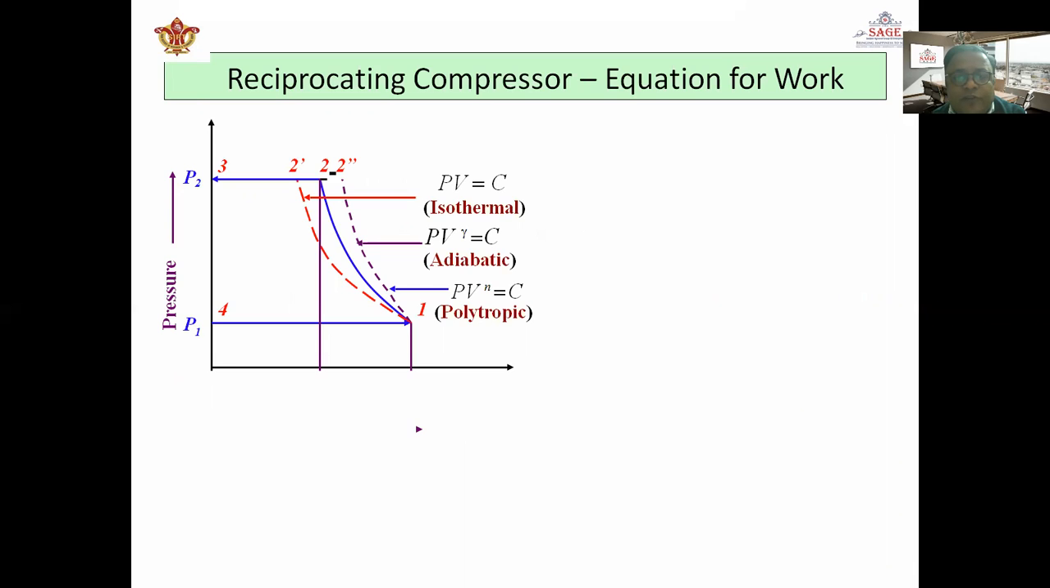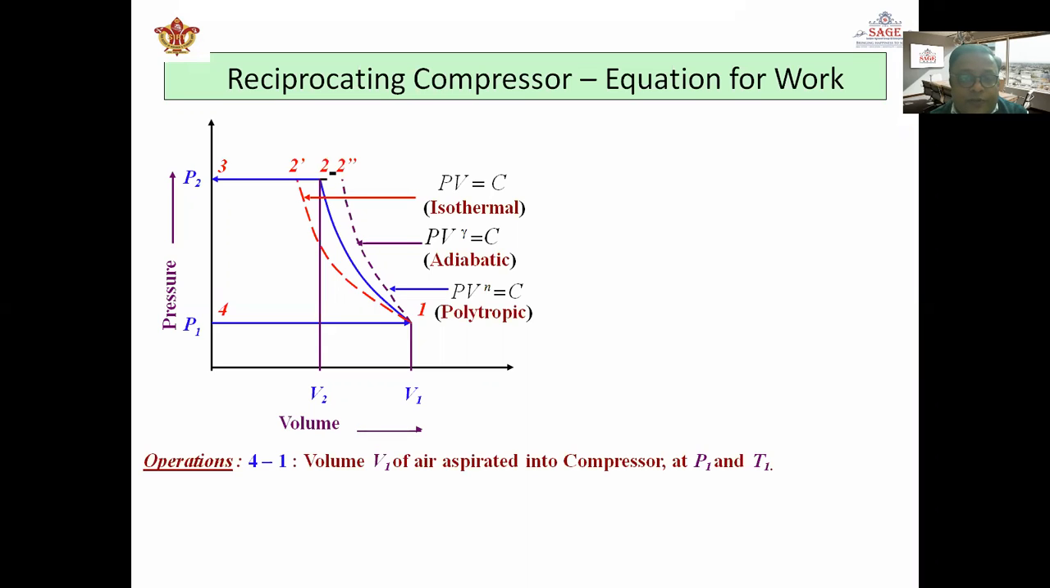This is the equation for the work for the different compression processes. First is the isothermal process, depicted in the figure. This is the isothermal process 1 to 2 dash, PV is equal to C. PV to the power gamma is equal to C. PV to the power n is equal to C is the outermost line, which is called the practical line depicted in the figure, where n is called the polytropic index. So 1 to 2 is the polytropic compression. 2 to 3 is the delivery of the air, and the other process is zero because we are considering the clearance volume to be zero.